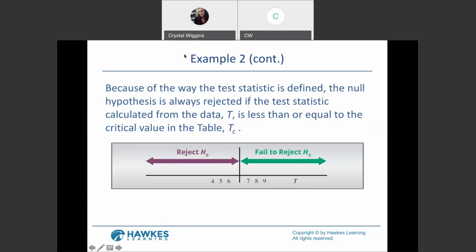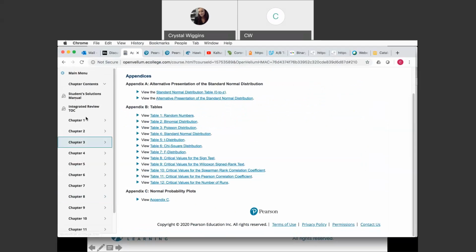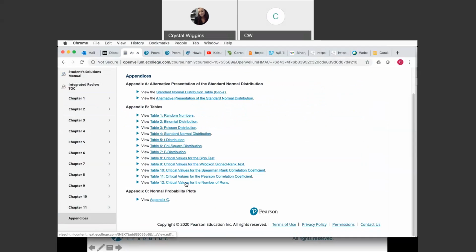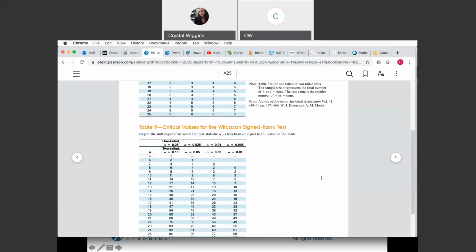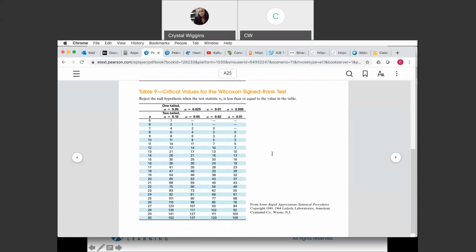So if we go into my stat lab, and again, we click on chapter contents, scroll all the way down to appendices, and here are all of our tables. And we click the Wilcoxon signed rank test. That will bring us to the same chart we used last week, the sign test table, but underneath it is the Wilcoxon signed rank test table.